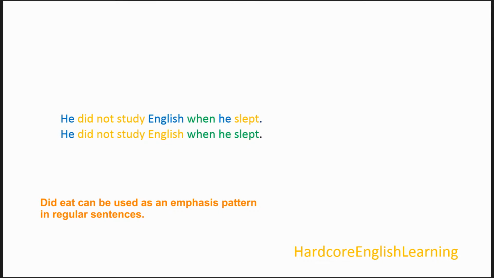Now, this sentence uses the word not, and so it says did and study. It does not say studied. But in the same sentence, you can notice the verb slept. It does not say did sleep. It says slept. Why? Because not is talking about studying English. He did not study English. We are not saying that he did not sleep. We are saying that he did not study English. He did sleep. So we say he slept. He did not study English when he slept, because the word not is not talking about slept, it is talking about studying English. So we say he did not study English.